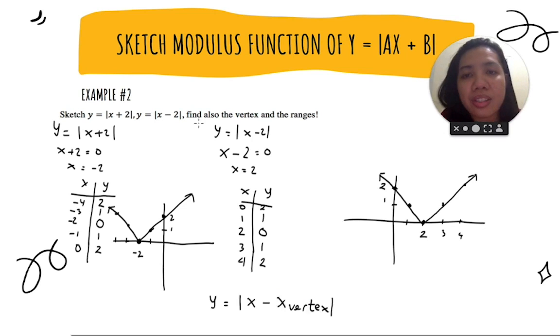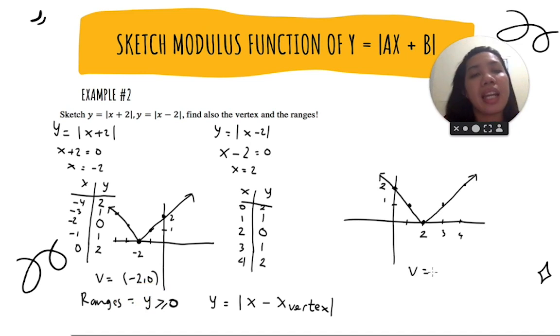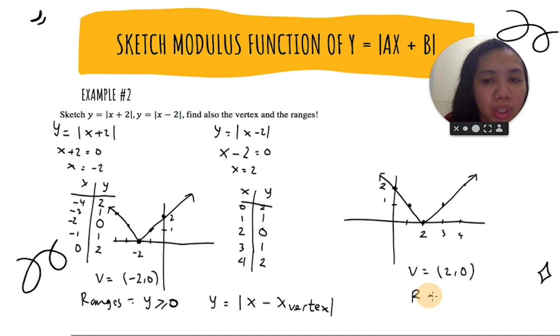The next thing, let's answer this question: find also the vertex and the ranges. For the first function, the vertex is minus 2, 0, and for the range, this graph sits on the x-axis upward, so the range is y more than or equal to 0. For the second function, the vertex is 2, 0, and the range is the same, y more than or equal to 0, because this graph sits on the x-axis upward.